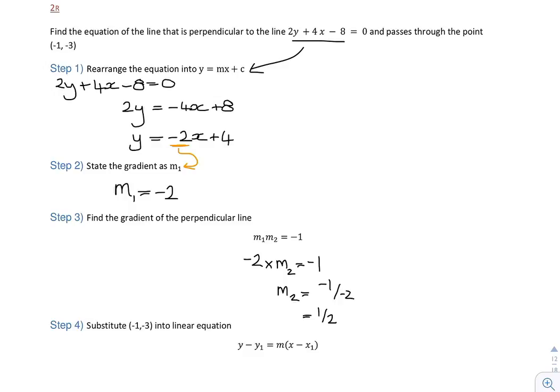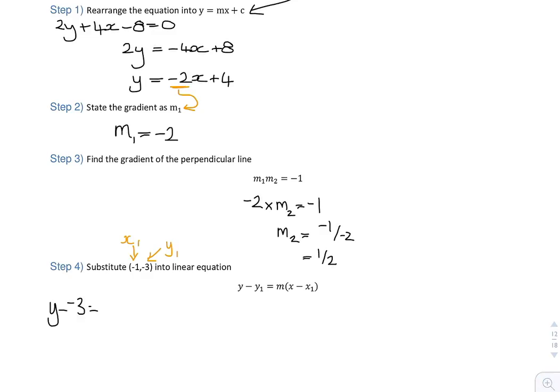We now need to label our coordinate point (-1, -3) as x1 and y1. That, along with our perpendicular gradient, can be substituted into the equation y minus y1 equals m bracket x minus x1, which we can then rearrange to find y equals mx plus c, the equation for the perpendicular line. Now doing this, y minus -3 is equal to 1/2 bracket x minus -1. That's our formula with everything substituted in.